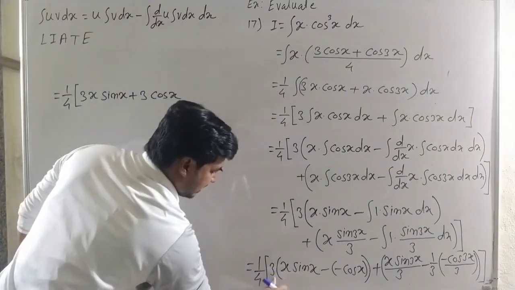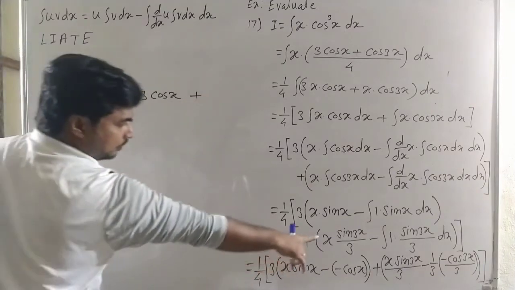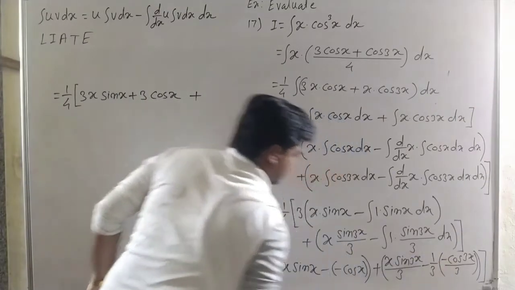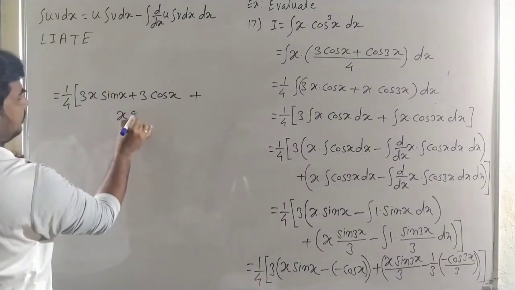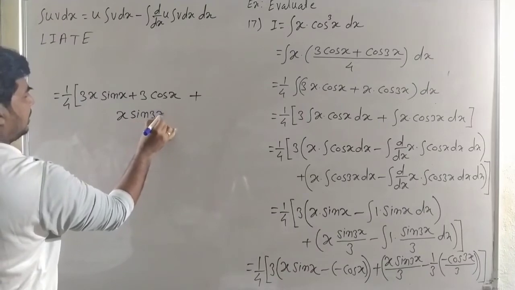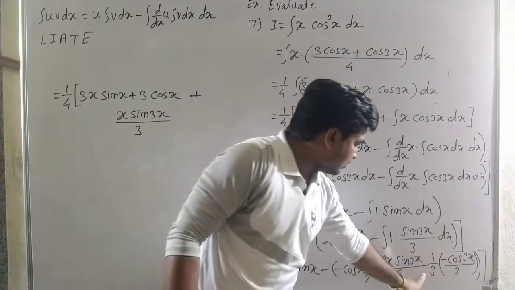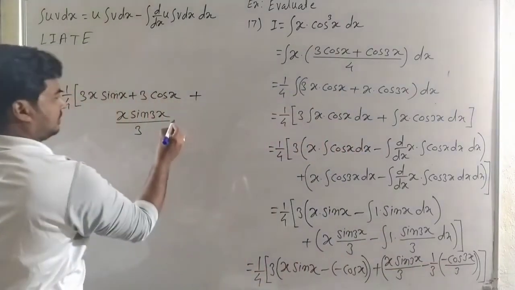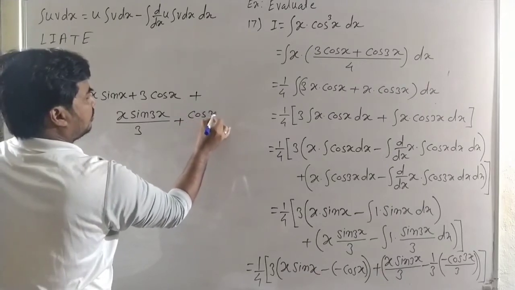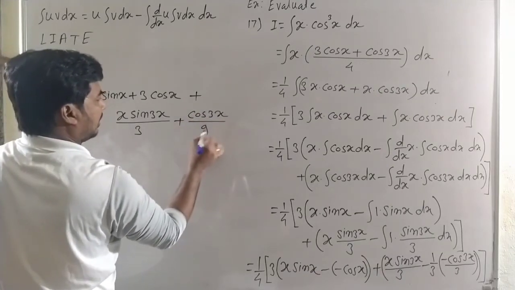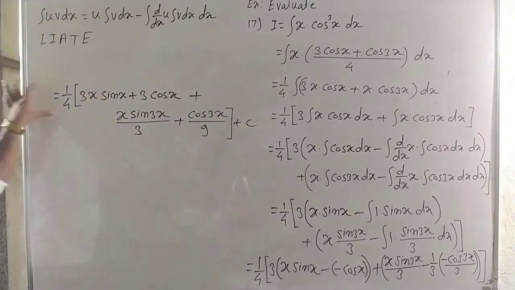3 into x sin x and 3 into, it is a plus cos x, and then plus, see carefully, the last two terms here. Plus we can write here x into sin 3x upon 3, and here this minus and this minus get plus, and it is cos 3x upon 9 and plus c. Okay, it is the last answer.